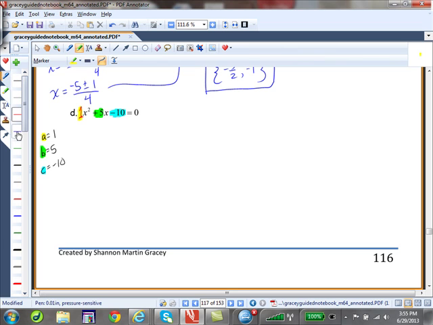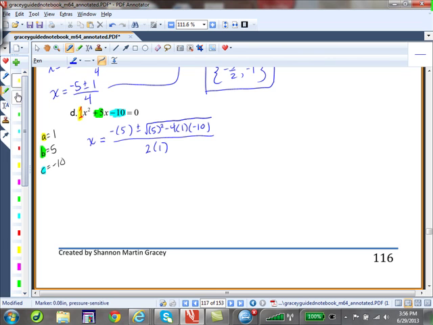So x is equal to the opposite of 5 plus or minus the square root of 5 squared minus 4 times a times c. So that's what we had for a and c, 1 and negative 10, all over 2 times a, and a is 1. So here were the a's, here were our b's, and here was c.